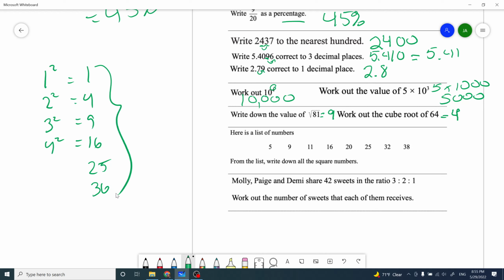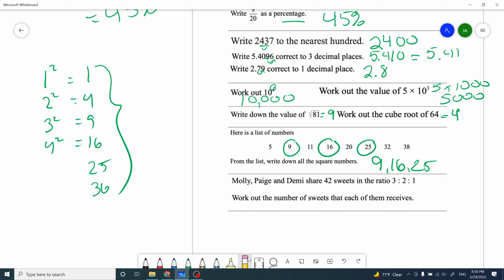So looking at this list, what numbers do I have? So I don't have 1, I don't have 4 or 9. Oh, I do have 9, so there's 9. I've got 16, I've got 25, I don't have 36, and the next would be 49. So my 3 square numbers would be 9, 16, and 25.